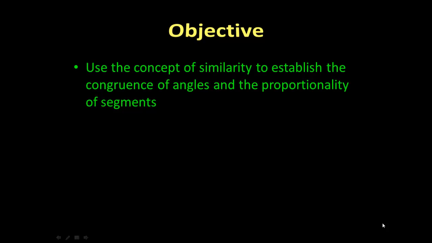All right, so the objective. Use the concept of similarity to establish the congruence of angles and the proportionality of segments. What does this mean? Well, basically we're either going to first show that triangles are similar and then use that fact to show something about angles or proportionality of segments, or we're going to be given that triangles are similar and we're going to have to show that. More often than not, though, it's going to be the latter rather than the former.